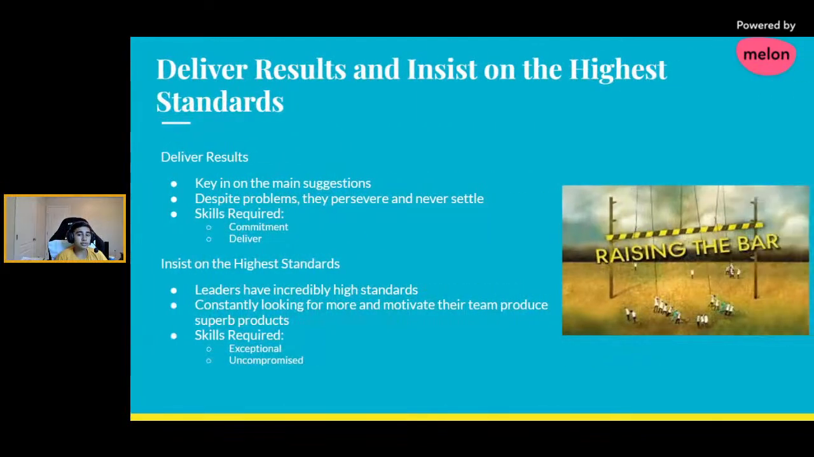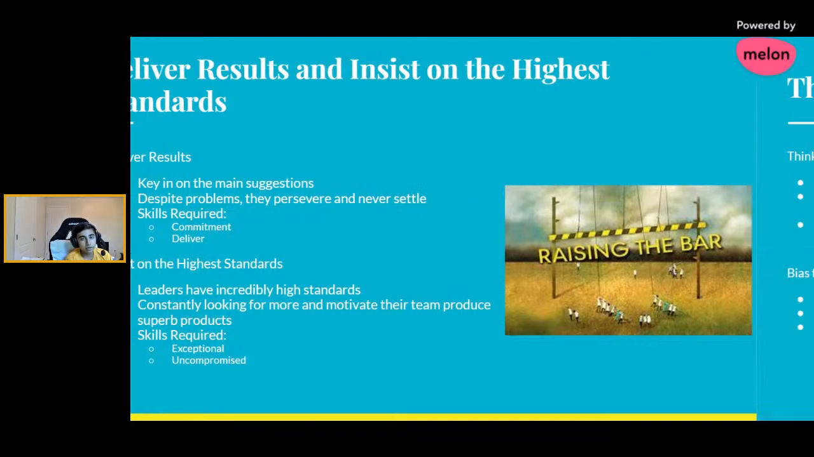Deliver results and insisting on the highest standards. So for delivering results, you want to key in on main suggestions and, despite the problems, persevere and never settle. The skills required for this are commitment and the ability to deliver. Insisting on the highest standards, so leaders should have incredibly high standards and should constantly be looking for more, and constantly be motivating their team to produce superb products. Skills required for this are the ability to be exceptional and uncompromised.